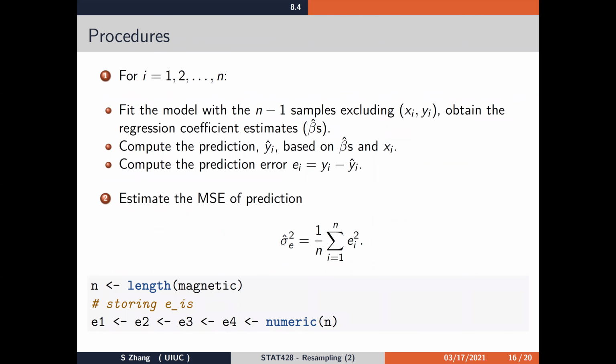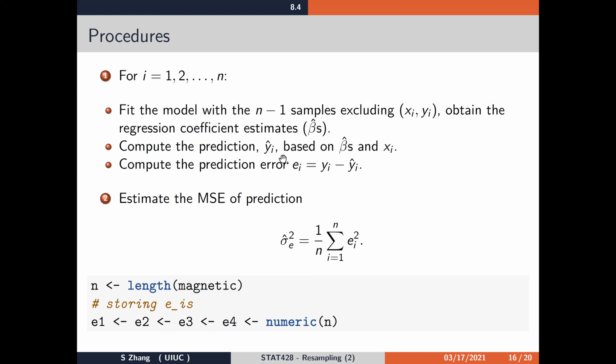So here's the details on the procedures. For each i between 1 and n, we fit the model with n-1 samples excluding xi and yi, and we obtain the regression coefficient estimates, that is the beta hats. Then we can compute the prediction by plugging in the beta hats and the xi into the regression model. And this allows us to obtain y hat i, which is the predicted value on the ith observation.